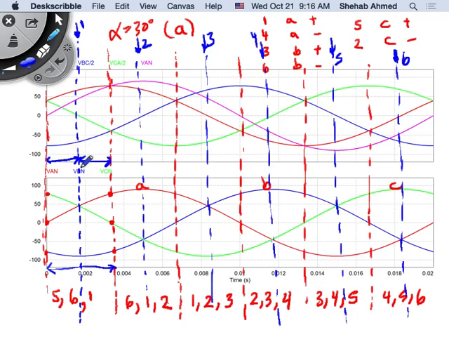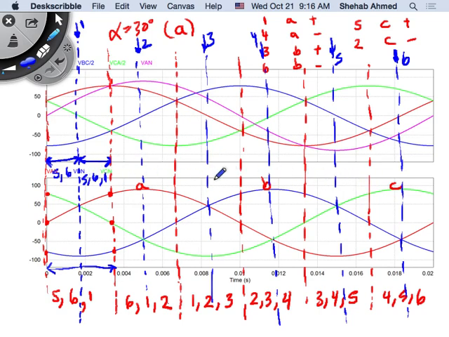So from this blue line to here, I know which devices are on. Which are the devices that are on? 5, 6, and 1, right? So 5, 6, and 1 are on here. Okay, which devices are on here then? 5, 6 are on here, right? Because 4 cannot.